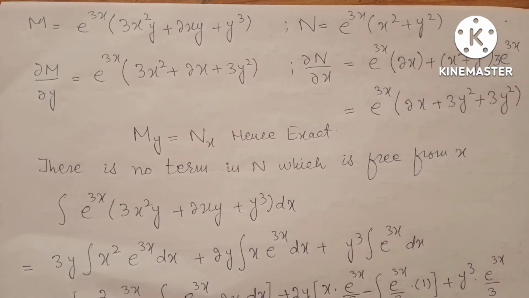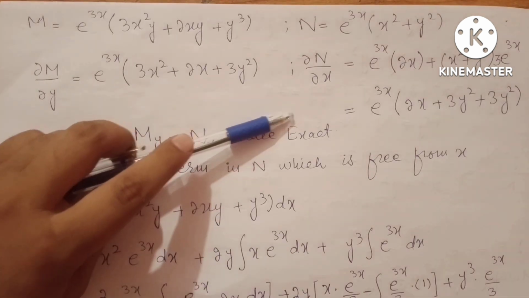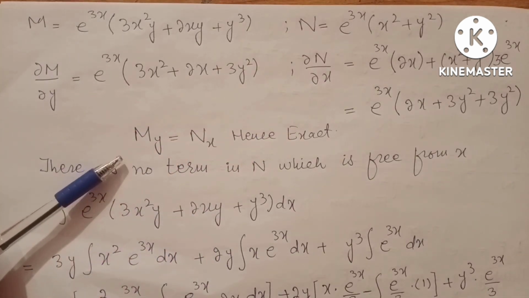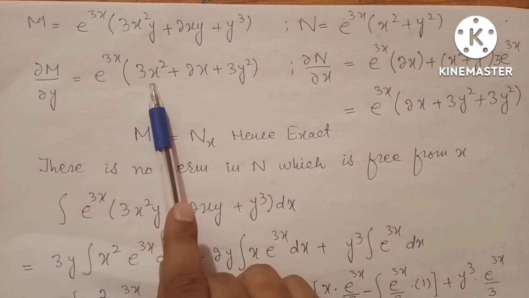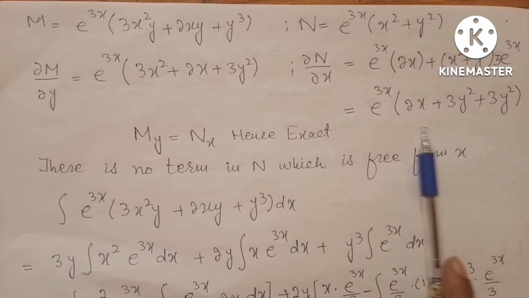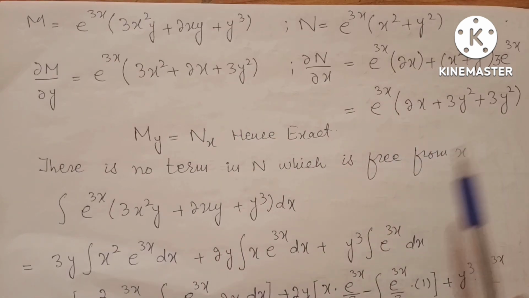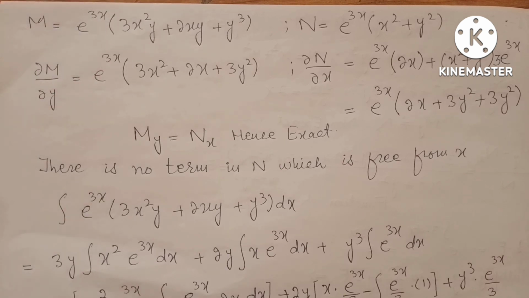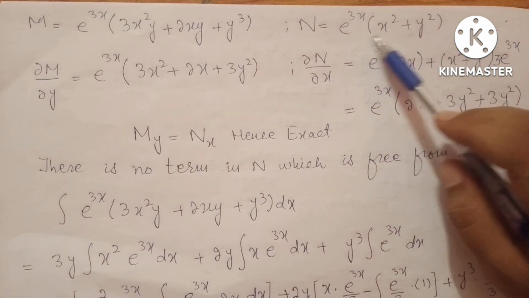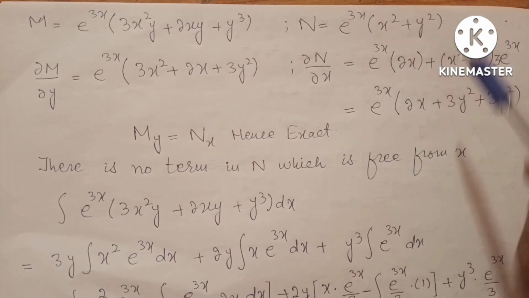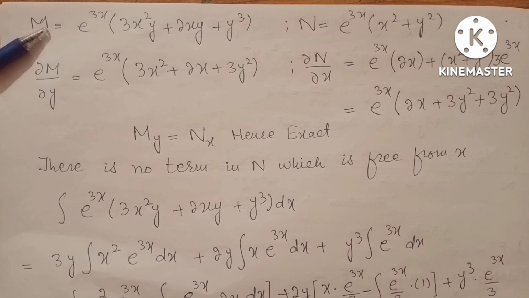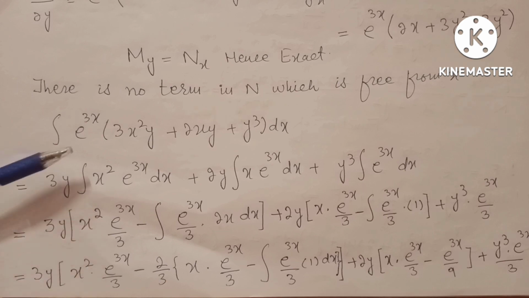We will repeat the process. We will find ∂M/∂y and ∂N/∂x. Here ∂M/∂y and ∂N/∂x have the same result, which is e raised to power 3x into (3x² + 2x + 3y²). So the equation is exact. Now we will integrate M with respect to x and integrate the terms of N which are free from x. Here there is no term in N which is free from x, so we will integrate only M. This will generate the general solution. We are integrating them. You can check the process.